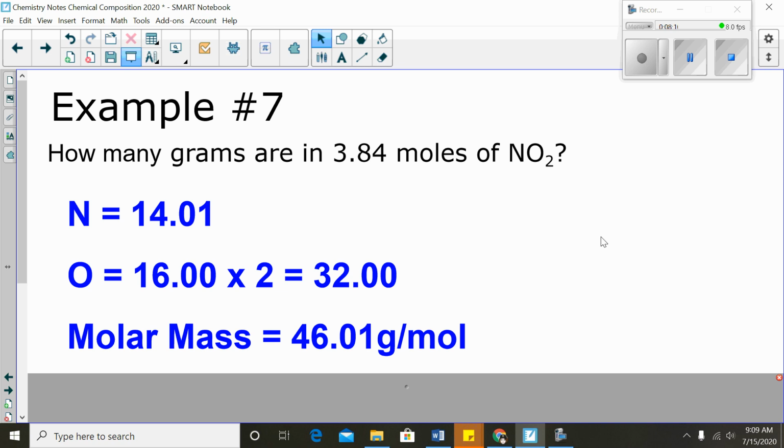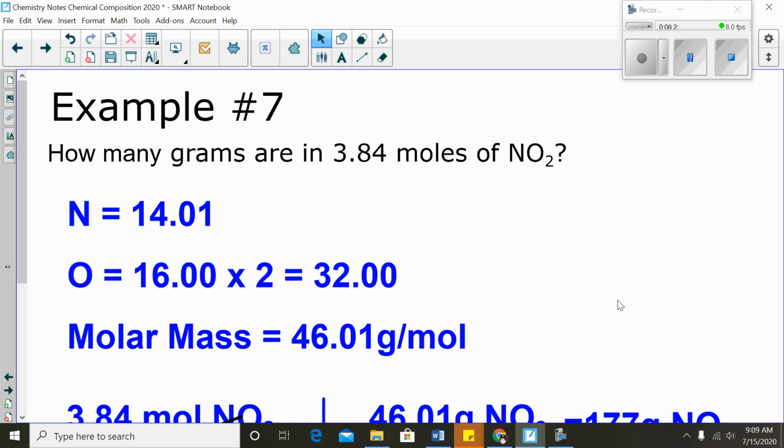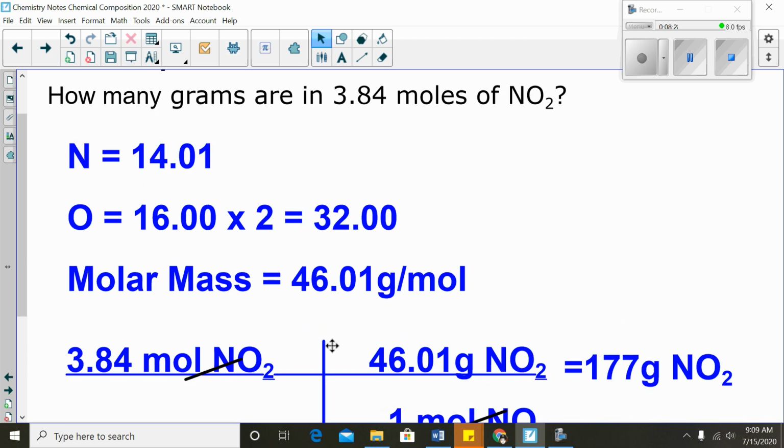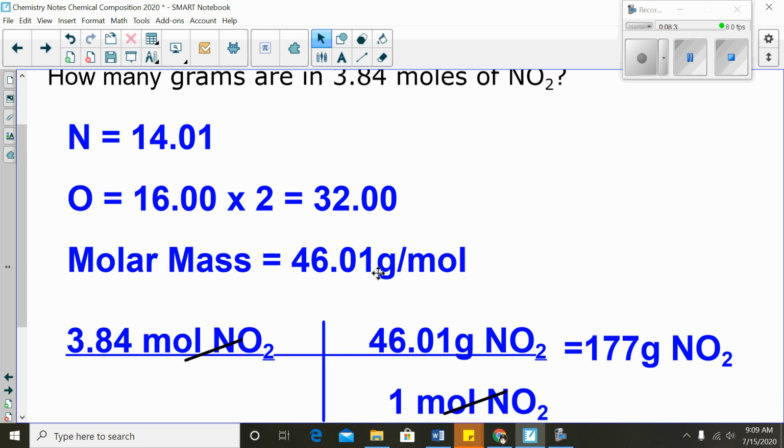Okay, now you can answer the question. You have 3.84 moles of nitrogen dioxide. So if you know that there's 46.01 grams in 1 mole, how many would you have in 3.84 moles? So your starting point is what you were provided with, 3.84 moles of nitrogen dioxide. Now you calculated 46.01 grams per mole. So if you're starting with mole, you want that 1 mole on the bottom so that it can cancel with the moles you started with, and then that gram value on the top, 46.01 grams.